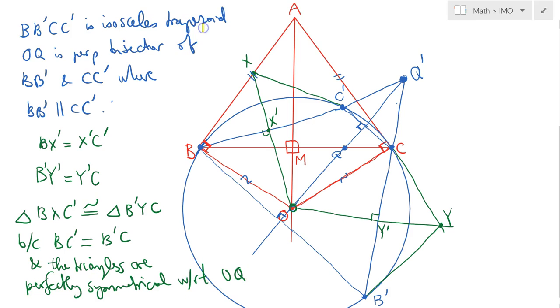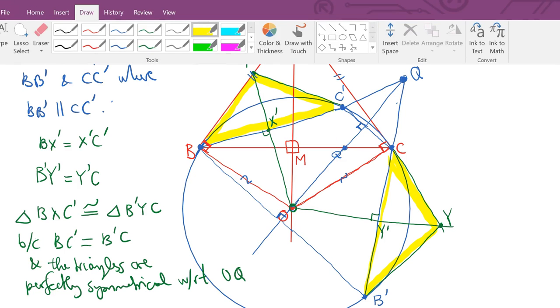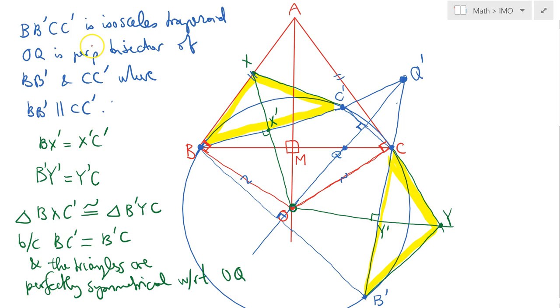So if you convinced yourself that in fact these two triangles are congruent triangles, which they obviously are due to all this nice symmetry of this picture, then in the next step you would observe that because OQ is symmetrical with respect to these two triangles, this would immediately imply that in fact QX is equal to QY. So that's the first result. And secondly, we would conclude that OQ is perpendicular to XY.